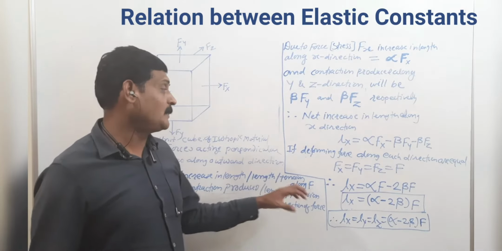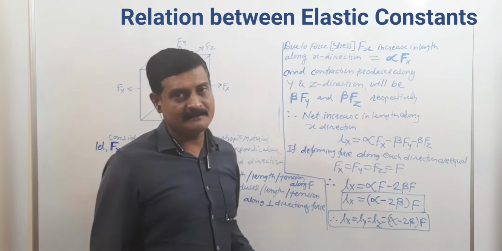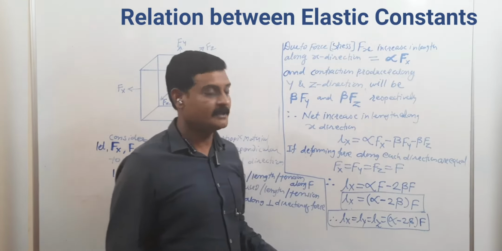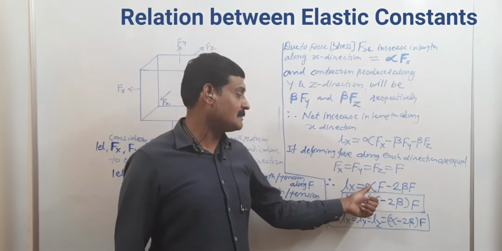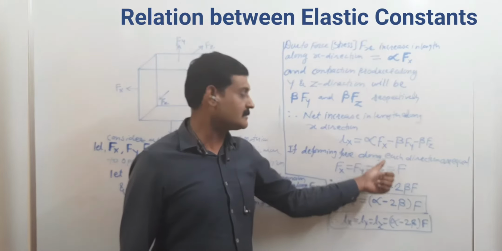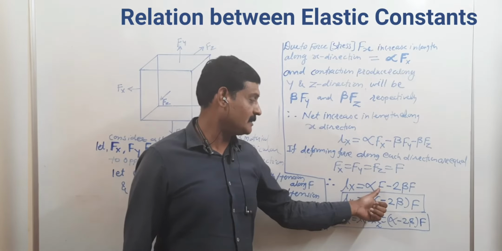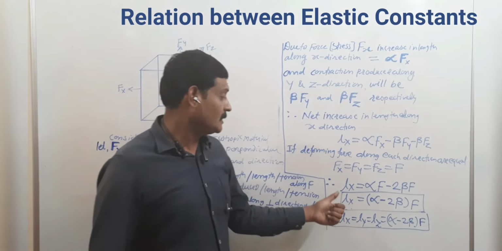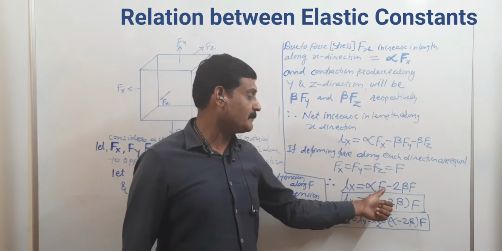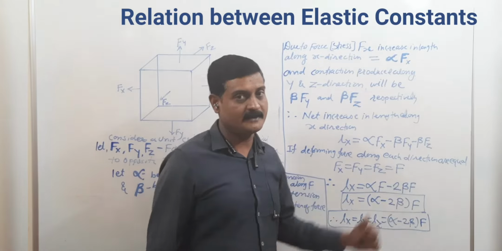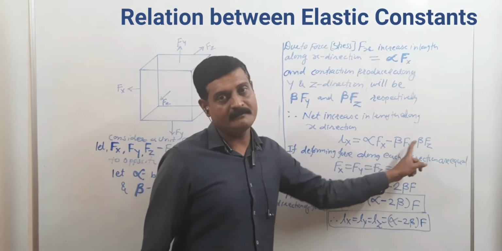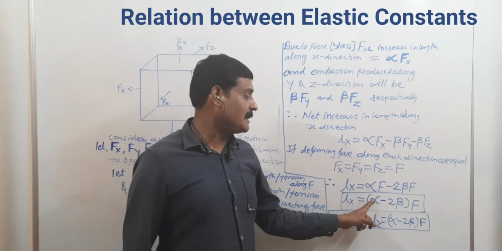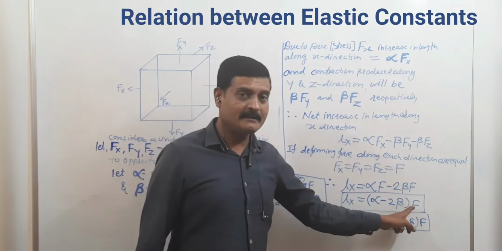But we know that the deforming force along each direction is equal. So Fx, Fy, Fz are each equal to F. So Lx can be written as alpha F, with Fx, Fy and Fz each written as F. So Lx can be written as alpha F minus 2 times beta F. So Lx can be written as alpha minus 2 beta in brackets, into F. F gets common.